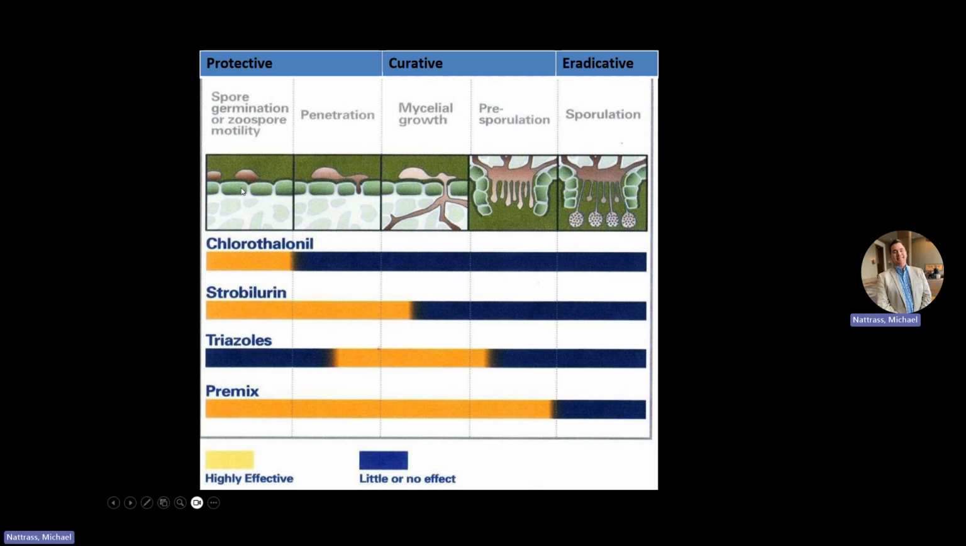All right, so let's look back at this. We've got our protective, we've got our curative, and we've got our eradicative. You can see that chlorothalonil, which is a contact fungicide, doesn't have very much curative power. Now, strobilurins do, and our triazoles do. Our premixes are starting to move towards the end where we're getting close to this eradicative, and we're pretty much taking care of and covering all of our bases.